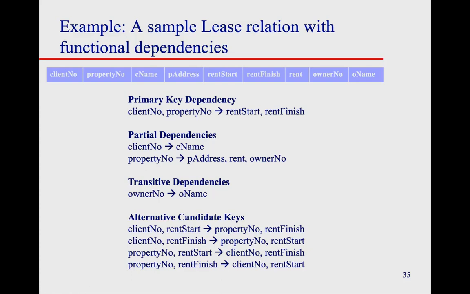Then I've shown you the one transitive dependency here: owner number determines owner name. Notice property number determines owner number determines owner name. So that's a transitive dependency.